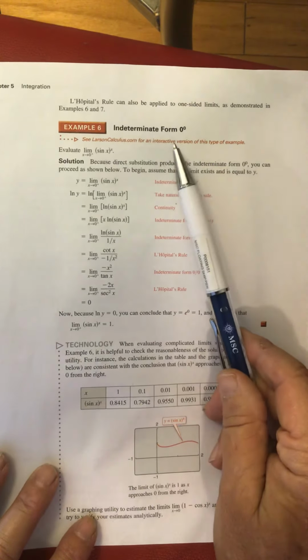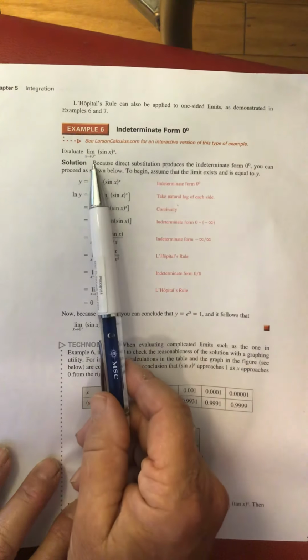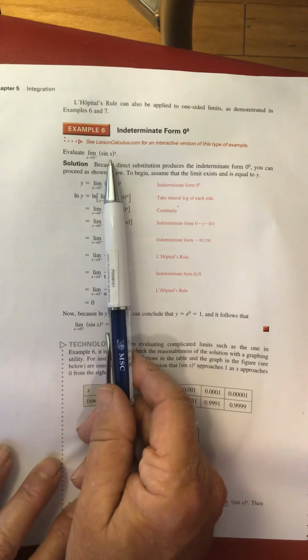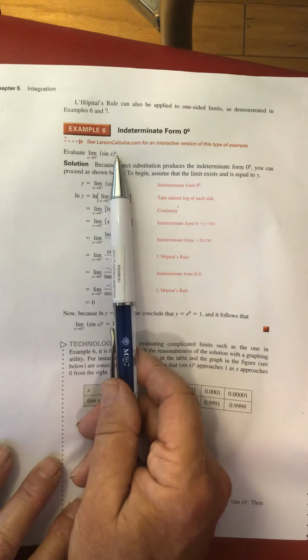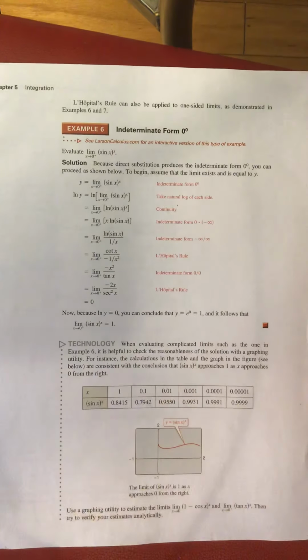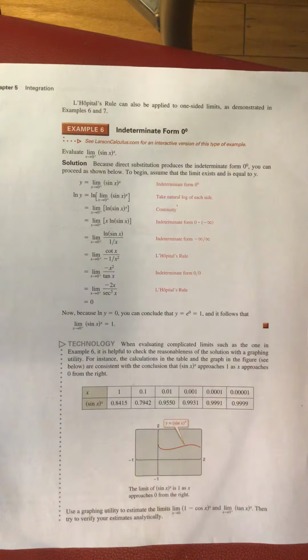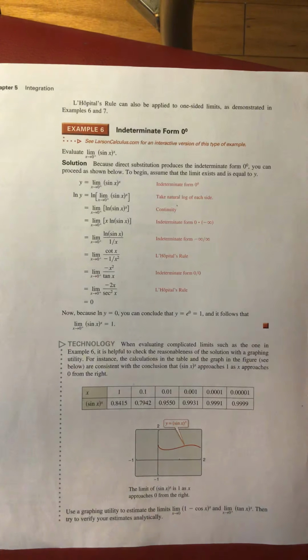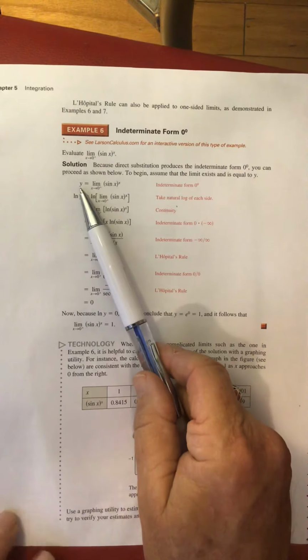Another way L'Hopital's rule runs around is 0 to the 0 power. The limit as x approaches 0 of sine x to the x. Well, if you're approaching 0, the sine of 0 is 0. So this is 0 to the 0 power. Again, I'm not sure what that value is. So I need to use L'Hopital's rule to figure it out, perhaps, if this is indeterminate.